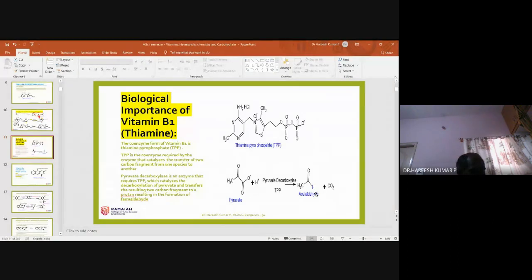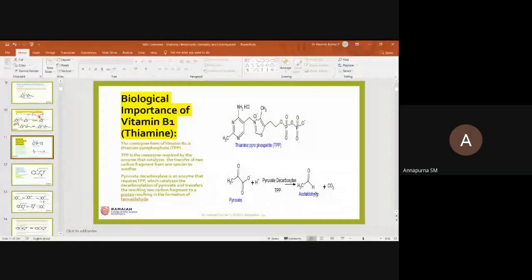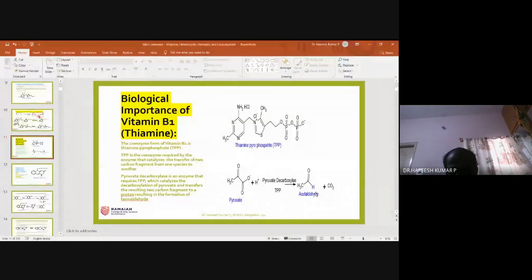Now tell me, is there any doubt in the synthesis of B1 and its biological importance? If there is no doubt, I will go to the next vitamin, called vitamin B3. No doubt? Any doubt, sir?